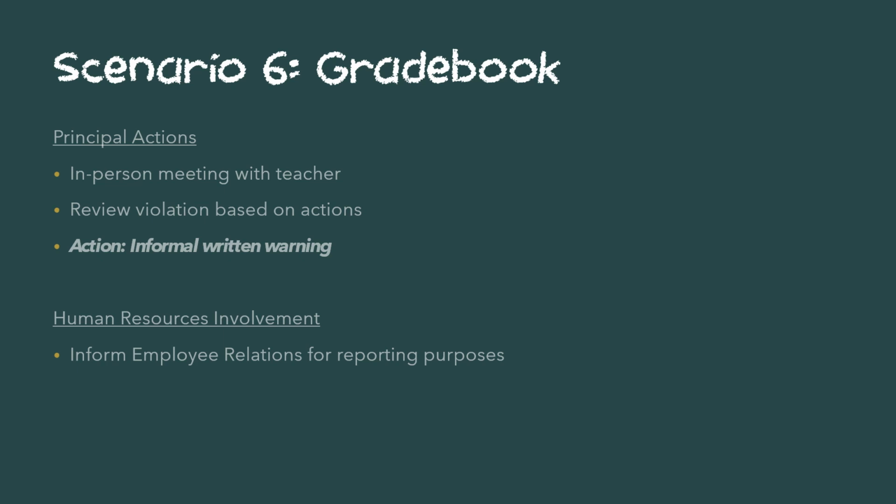From a human resources involvement perspective, I would make sure that the employee relations department is aware of the situation for reporting purposes, because this may be a situation where, for example, if the parent decides to go on social media and share the information about how this student has a lower grade, but this student has a higher grade, and also express that she's seen the grade book, it may create a litigation issue. And so I just want to make sure that the Human Resources Department is aware of the situation that took place, although the teacher is only being given an informal written warning to make sure that this doesn't happen again.